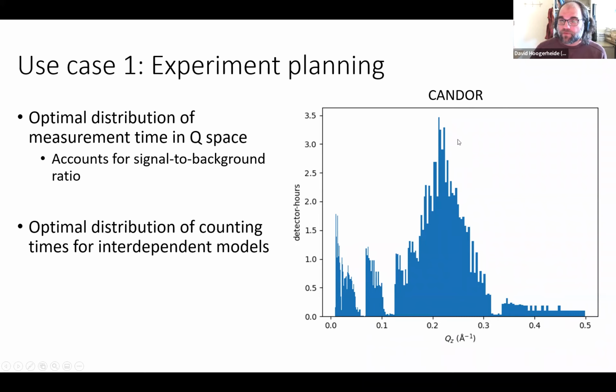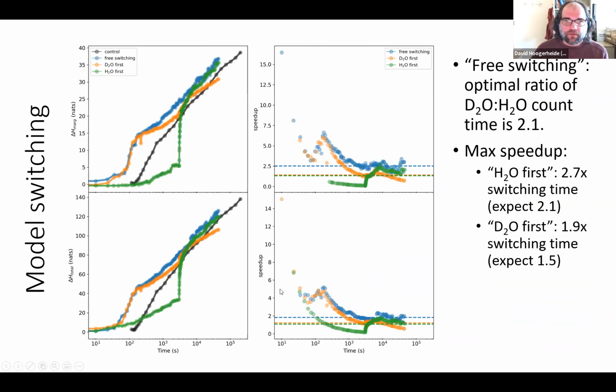And what we found is that it spent most of its time in this sort of intermediate Q region, so you could actually then say, okay, I'm going to modify my best practices to reflect what the simulation has shown. Additionally, for interdependent models like this H2O D2O simultaneous fitting, you can get optimal distributions of counting times from that. I'm going to skip that.